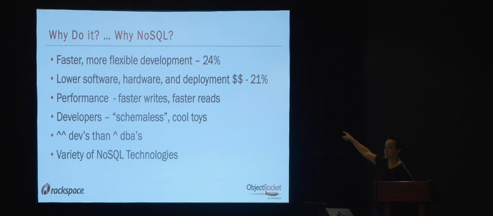So 24% of the managers said they wanted faster, flexible, agile. So this is what we do. 21% said we want cheaper, we want faster, and we want better deployment. And then faster writes, faster reads, and then the cool tools, right? There are a lot more developers than there are DBAs. So we won this one. And then, of course, you just have the overall variety of the NoSQL technologies. MongoDB is just one. You've got Cassandra, you've got Neo4j, you've got all the ones that I talked about ever.